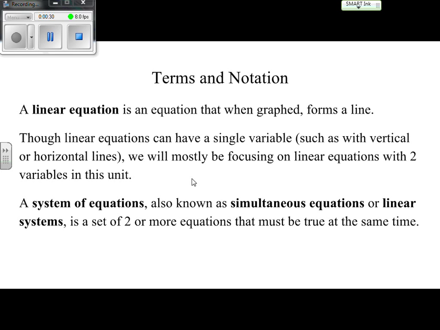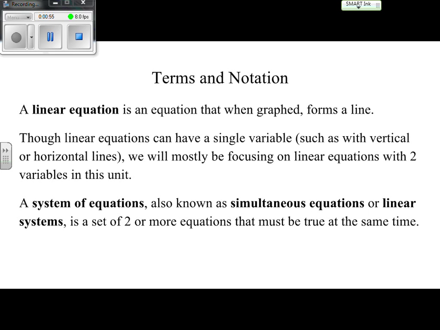So what is a linear equation? A linear equation is an equation that when graphed forms a line. We won't get too deep into that in this particular video. Perhaps next class we'll talk a little bit more about lines themselves. But though linear equations can have single variables, and they could be graphed to form vertical or horizontal lines, we will mostly be focusing on linear equations with two variables in this particular lesson.